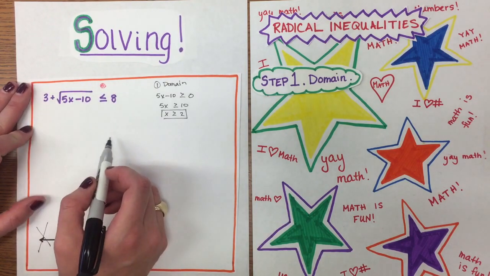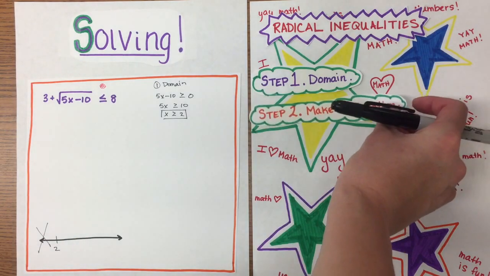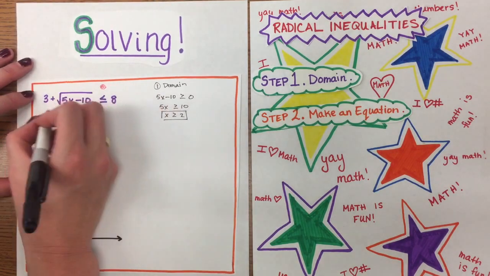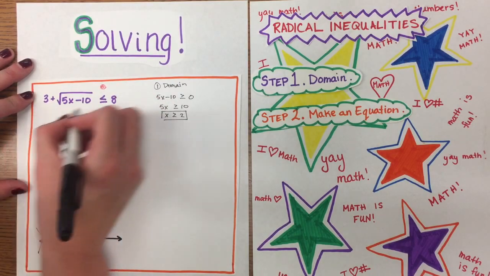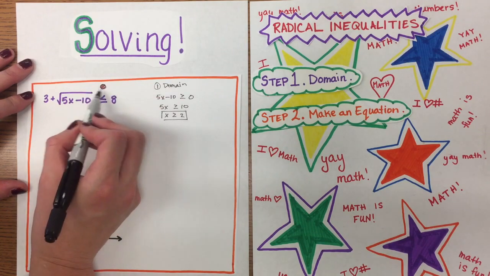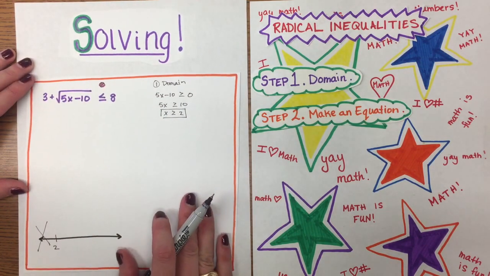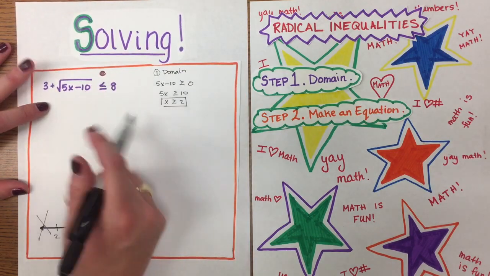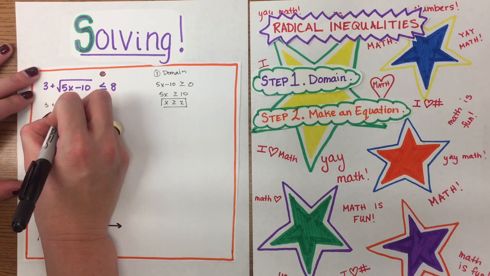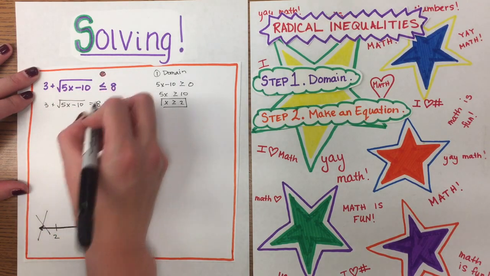Now I want to look at the next step of solving this. My next step is that I need to make an equation. To make an equation, all you're going to do is take the inequality symbol and turn it into an equals. You'll notice that I marked what type of inequality symbol I have. I'm going to end up with closed circles, and I want to keep track of that, so I marked that up top. I'm going to start with 3 plus the square root of 5x minus 10 is equal to 8.